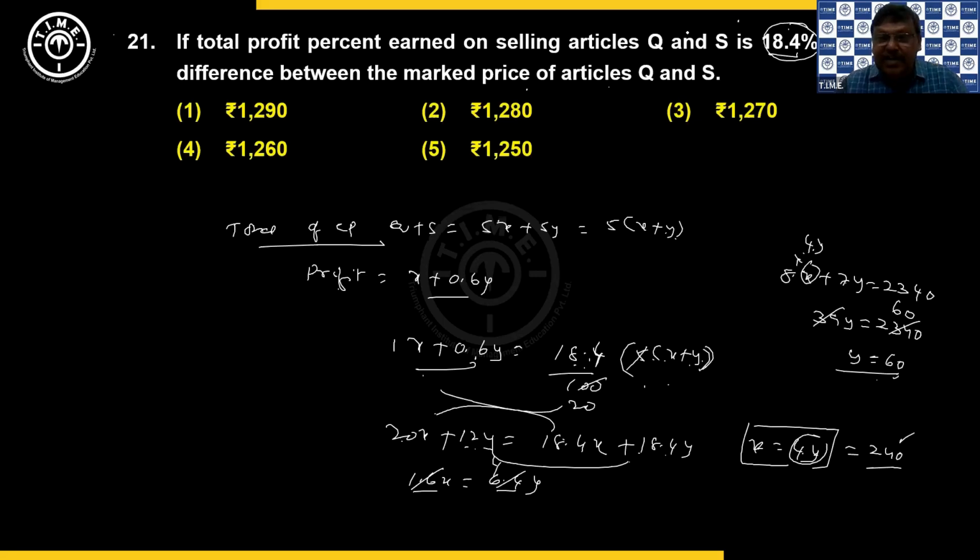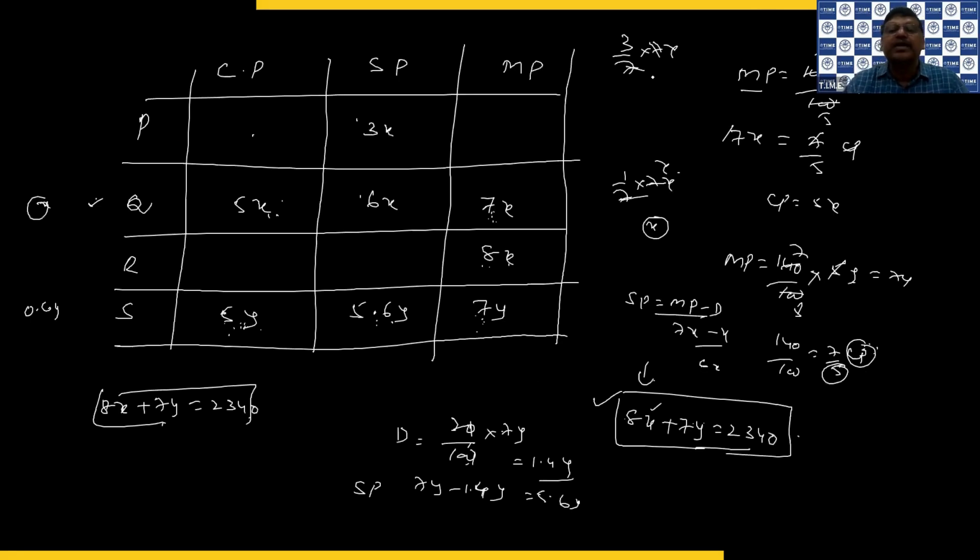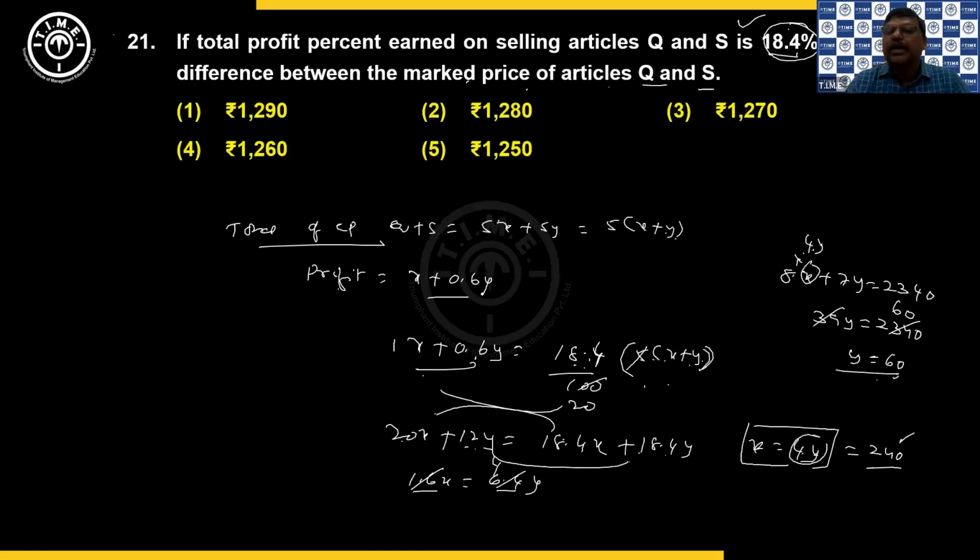You got this because of this condition. Now you can take it to the next question. The question is, students, what is the difference between the market price of Q and S? Q is 7x and S is 7y, so the difference between the market prices will be 7x minus 7y. It is 7 times (x minus y). With x as 240 and y as 60, 7 into (240 minus 60), 180, is 1260. So my answer is 1260.